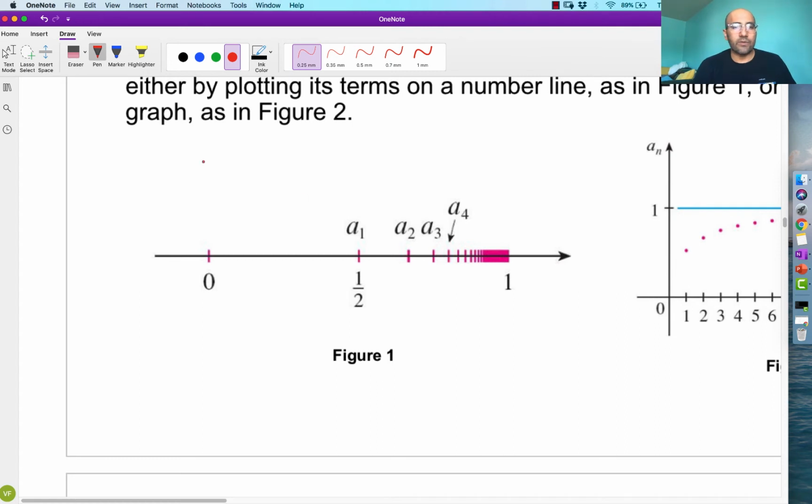So remember that the sequence was a sub n equals n over n plus 1. So when n equals 1, it was 1 over 2. So you plot this dot right here because it's at the half between 0 and 1. But you also have to identify that that's the first one on your list. And then the second one on our list was 2 over 3. 2/3 is going to be right here. That's like 0.67. And then 3/4, that's going to be 0.75. That's going to be this one right here.